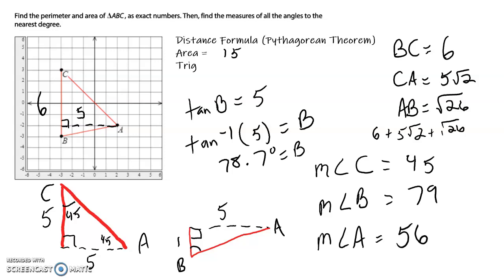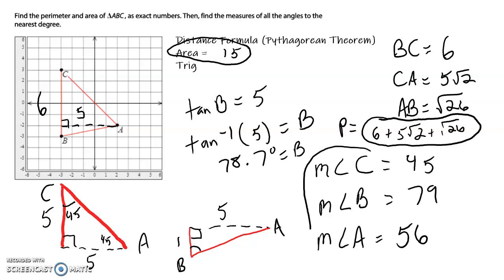So there you go. You have the distance. This is the perimeter that I'm circling right here. There's the perimeter. Then the area. Here's the area, kind of tucked away in there. And these are all the measures of the given angles to the nearest degree.